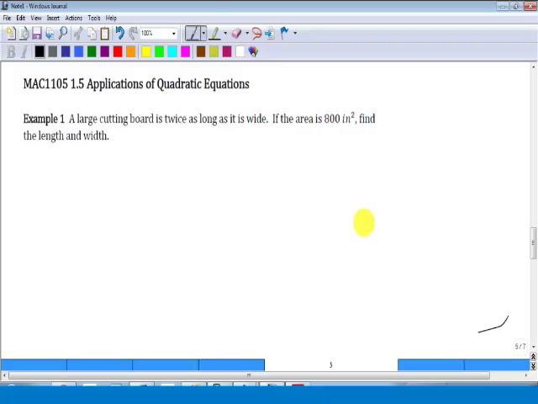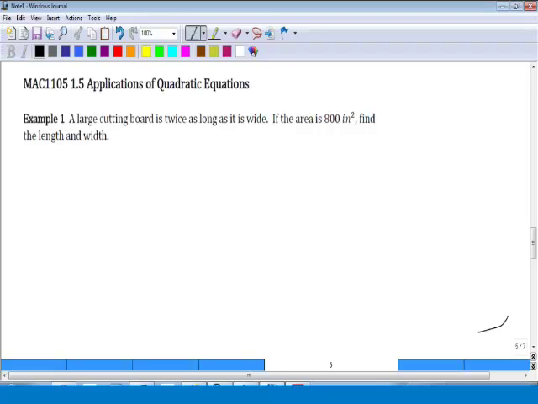A large cutting board is in front of us, and we know the following information. It's twice as long as it is wide. And somehow, we're privy to the fact that the area of the top, let's say, is 800 square inches. We know that, but we don't know how long it is, and we don't know how wide it is.